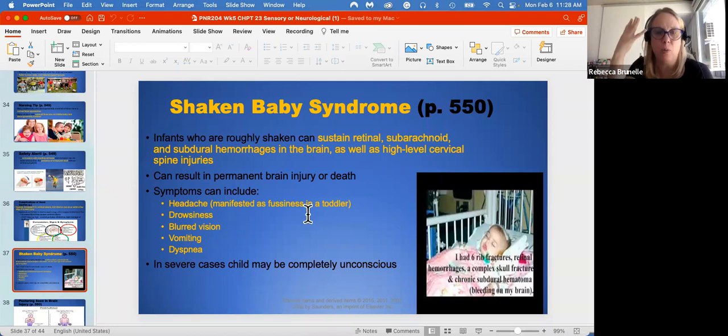And generally speaking, you're going to have symptoms of increased intracranial pressure or head injury. So they might have vomiting, be really sleepy. Sometimes you can see a little bit of blood in their eye.